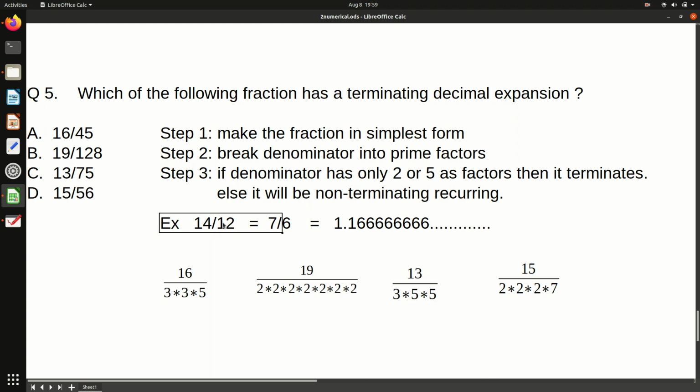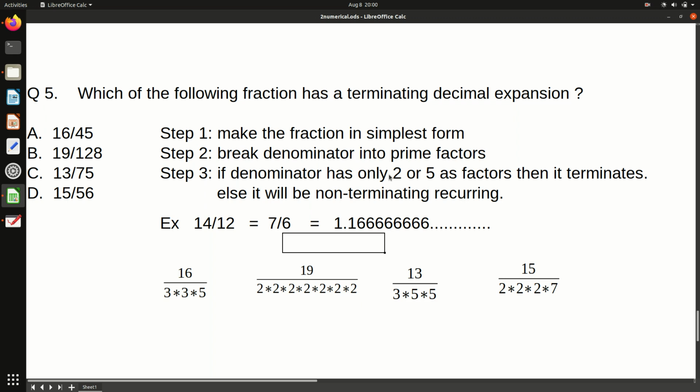So I have given one example. Let us say I have a fraction 14 by 12. If you can see, this is not in the simplest form. We have 2 common, so I remove 2 from both numerator and denominator. So we got 7 by 6. Now first step done. Now we have to break the denominator into prime factors. So we have to break 6 into prime factors. So it will be 2 into 3.